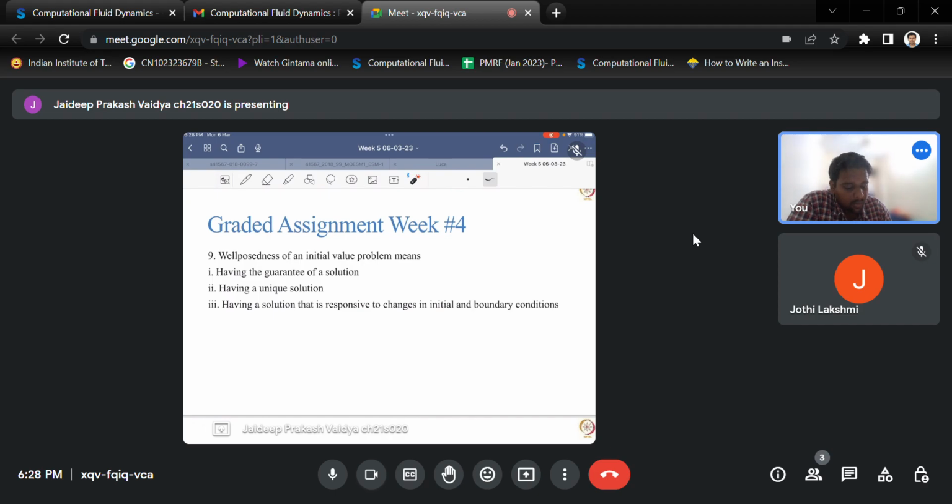Okay, moving on to the next question, we have the well-posedness of an initial value problem. What does that mean? It having the guarantee of a solution, having a unique solution, having a solution that is responsive to changes in initial and boundary conditions.